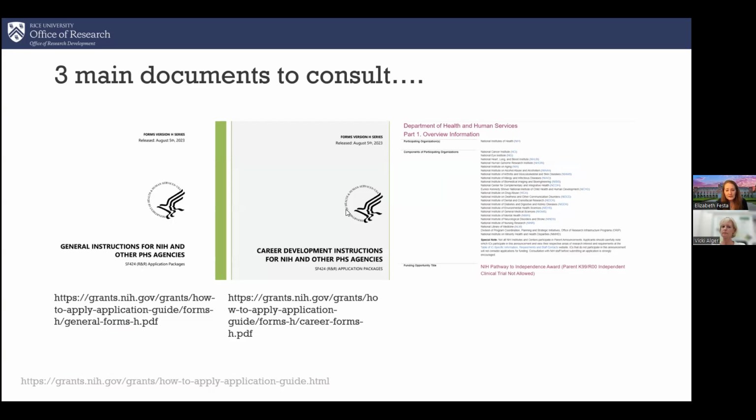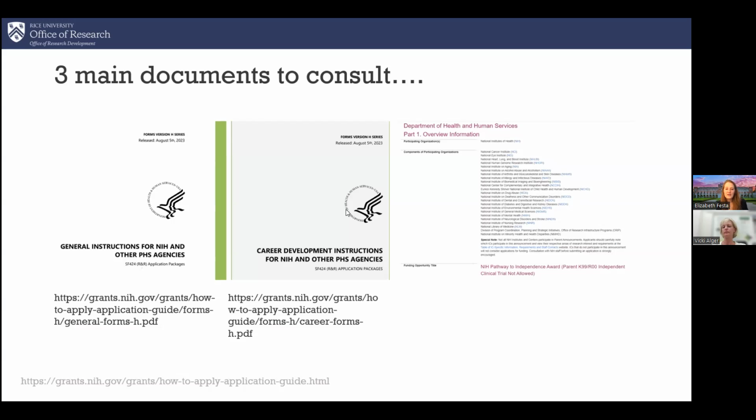If you're having trouble sleeping, I strongly recommend both of these guidelines books. They're very horrific, but they're very informative. They spare you no details, so they will give you all of the information that you need. On the right, very tiny, I have a little screenshot of a parent announcement for the K99, and we're going to look at that more closely in a second.